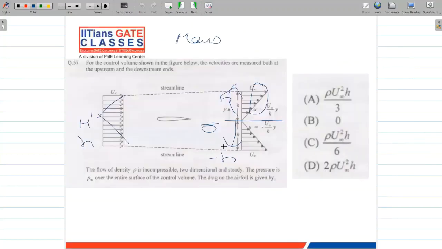So in this question, the correct answer is option D, rho u infinity square h by 3. So keep in mind, guys, whenever you have a velocity profile, you would need to integrate to find your mass flow rate, and then the momentum flow rate, or rate of change of momentum. So once you do that integration and then you take the differences accordingly, you will definitely get your answers right. All right.